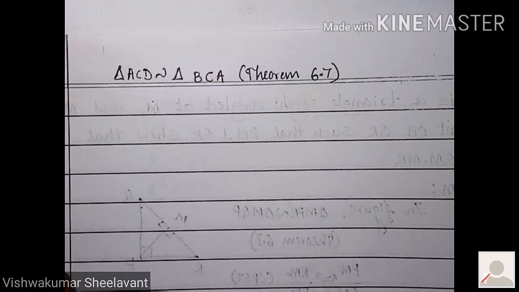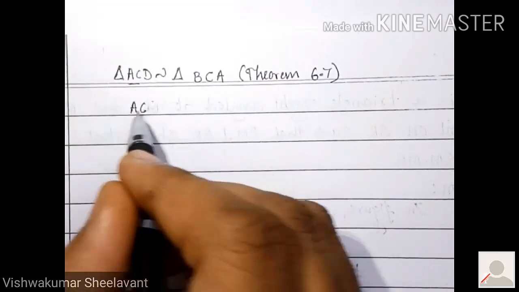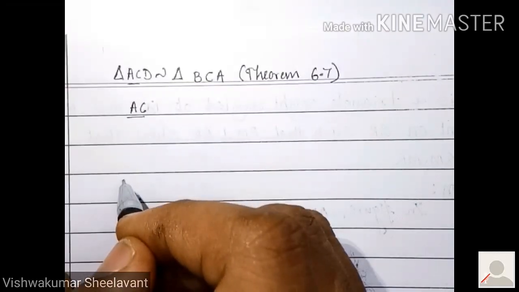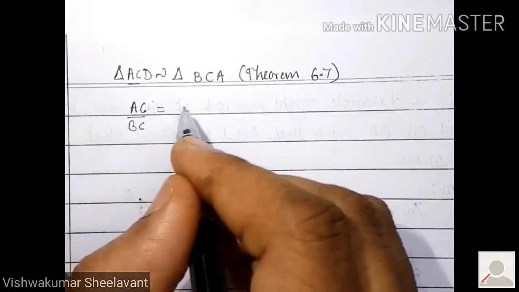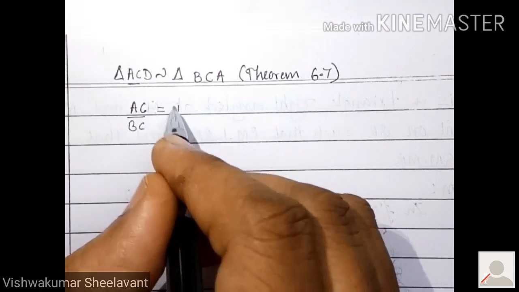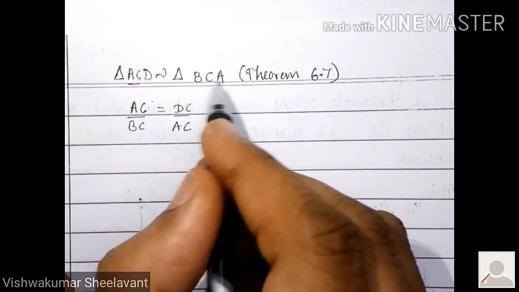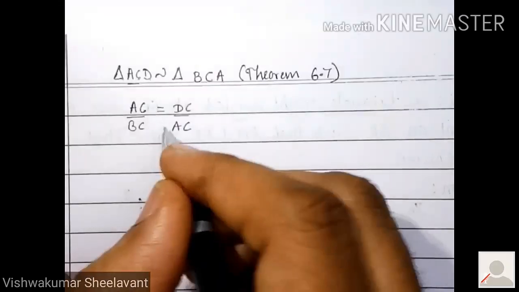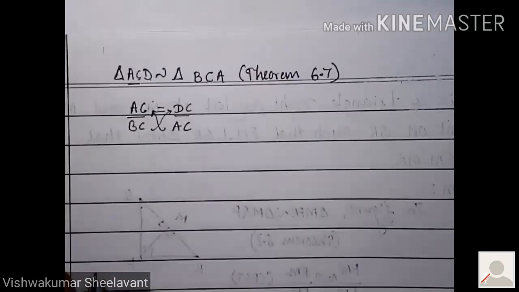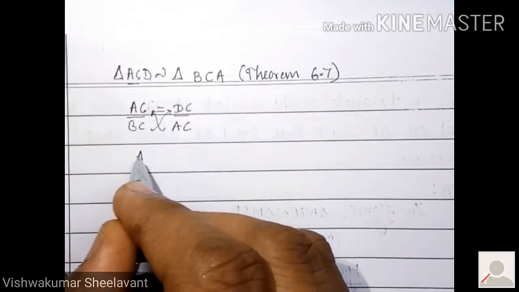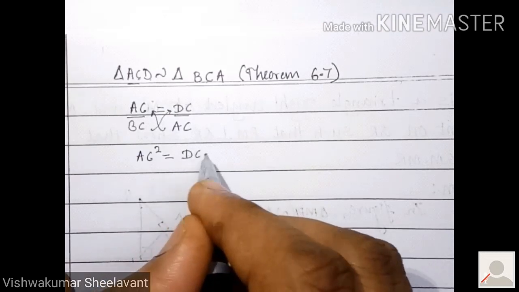AC square you want. So take the first side in the ratio AC by BC equal to DC by AC. Again cross multiply. What you get? You get AC square equal to DC into BC.